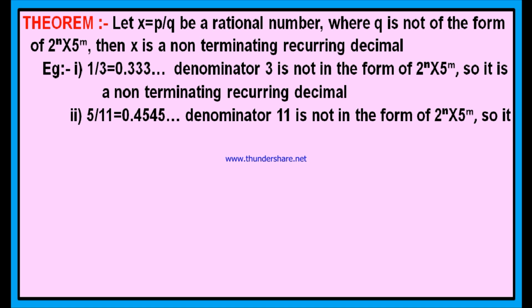Now second example is 5 by 11. Here if you observe the denominator is 11. This 11 cannot be written in the form of 2 power n and 5 power m, as 11 has neither 2 as a factor nor 5 as a factor. Now if you write it in the form of a decimal number, we will get 0.454545 and so on. Therefore it is non-terminating. And at the same time this 45, this part of this decimal, is repeating. Therefore it is a non-terminating recurring decimal.